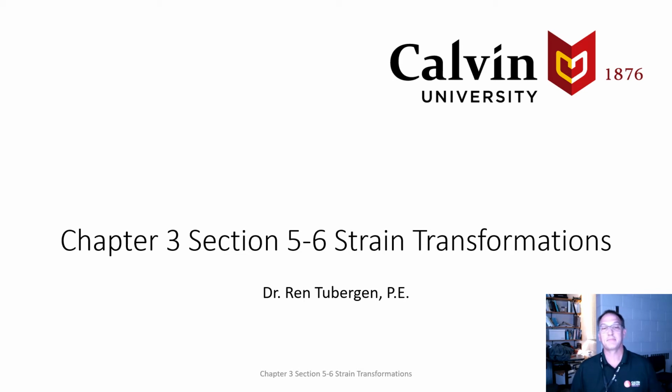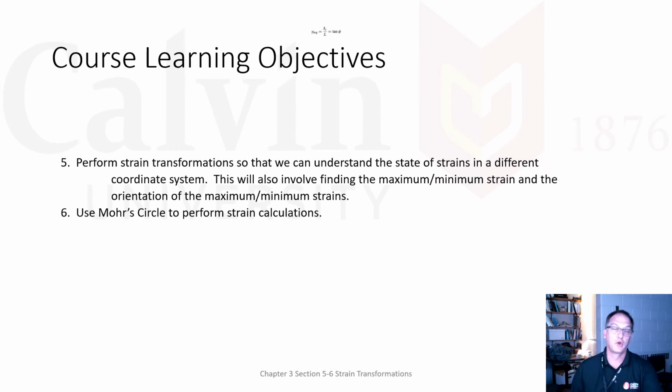Engineering 305, Chapter 3, Sections 5 and 6 on strain transformations. The course learning objectives for this section are that I would like you to be able to perform strain transformations so that we can understand the state of strain at a point in a different coordinate system. This will involve finding the maximum and minimum strain and the orientation of the maximum and minimum strains. We will also want to be able to use Mohr's circle to perform strain calculations.